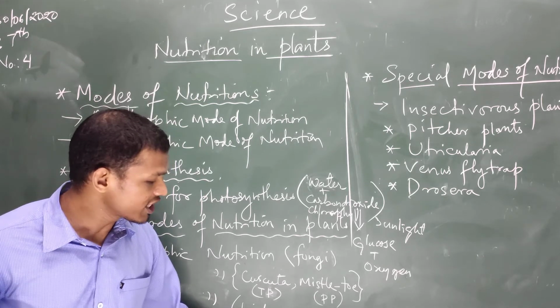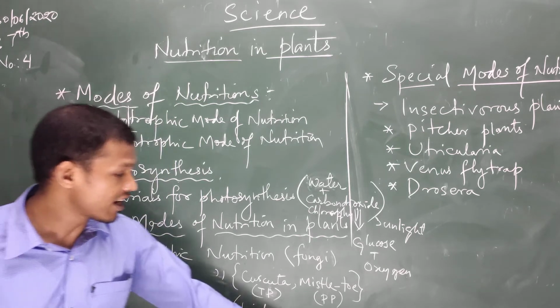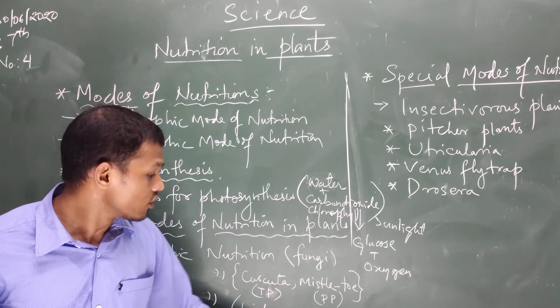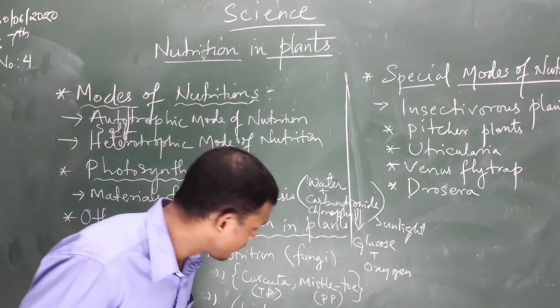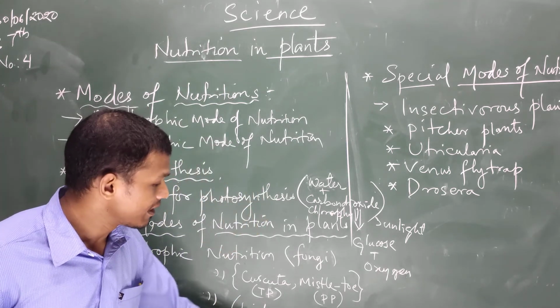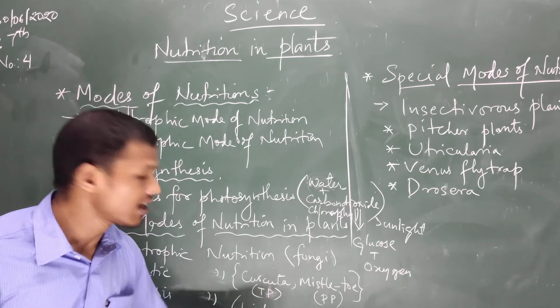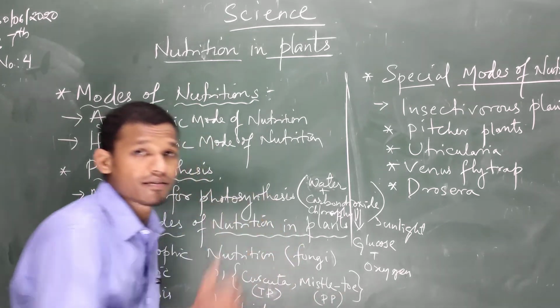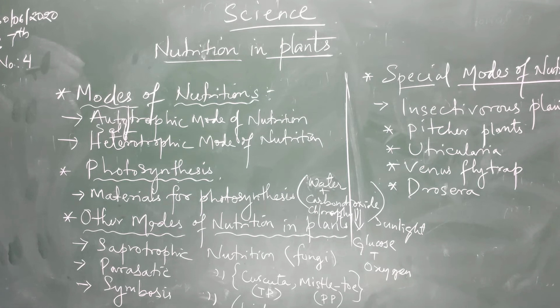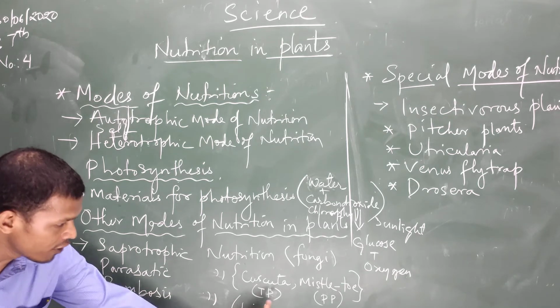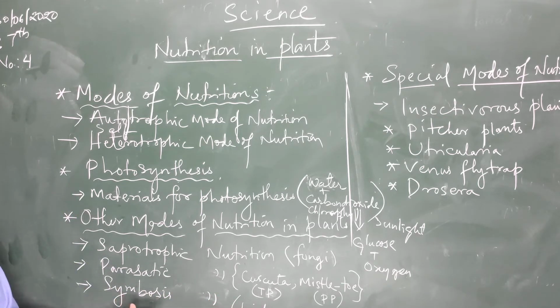This algae contains chlorophyll. This fungus doesn't. So algae contains chlorophyll, so it will prepare its own food, and the fungus will feed on this algae. So they are sharing with each other for their living, for their survival. Therefore, this sharing nature of these plants is called symbiosis nutrition.